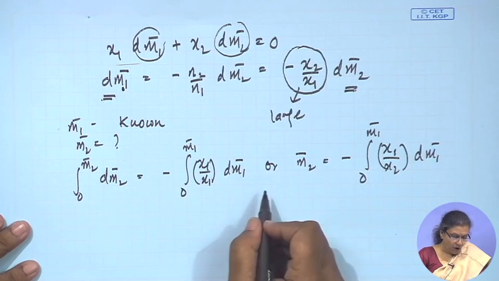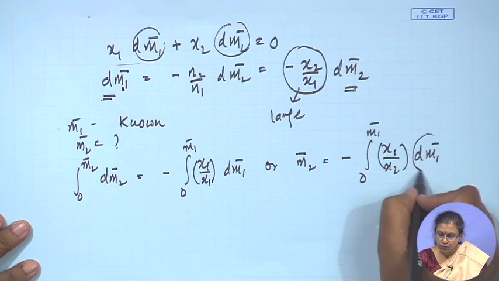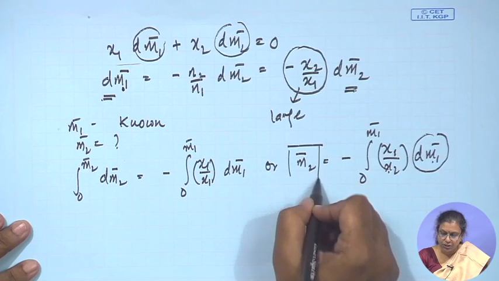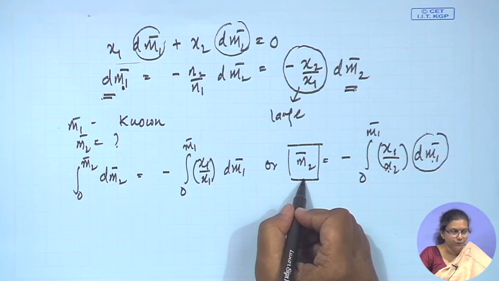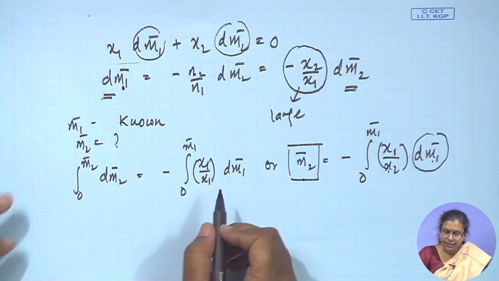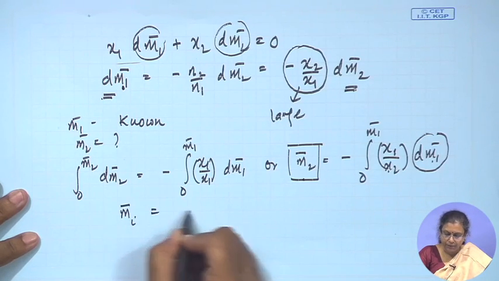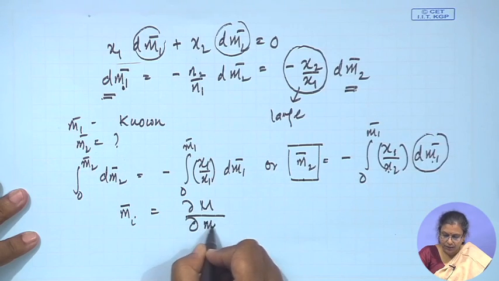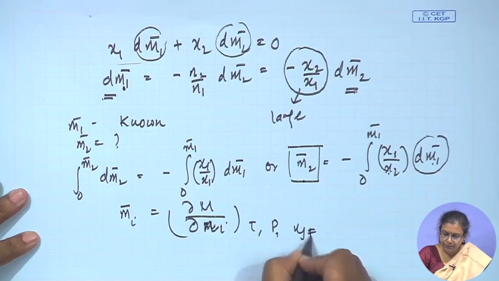So, from here what do I get? If I know how dm1 bar varies with composition, I shall be in a position to find out m2 bar. And the important thing is, each m2 bar can be estimated from the method of intercepts. Firstly, just apparently, if you look at the expression, what is mi bar? This is del M by del ni at constant T, P, nj, fine.